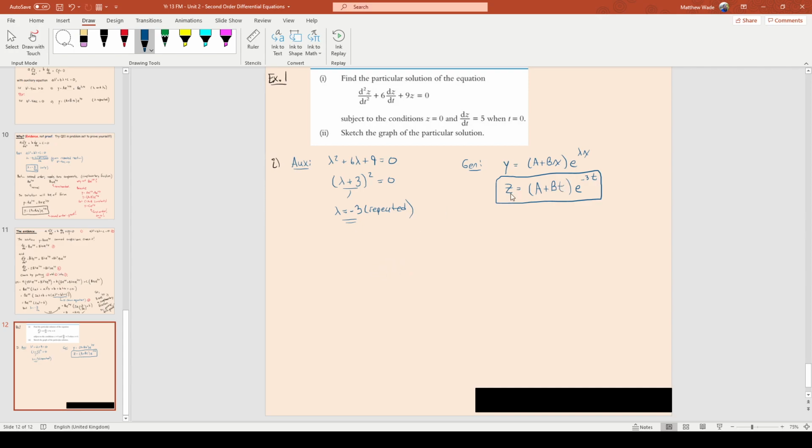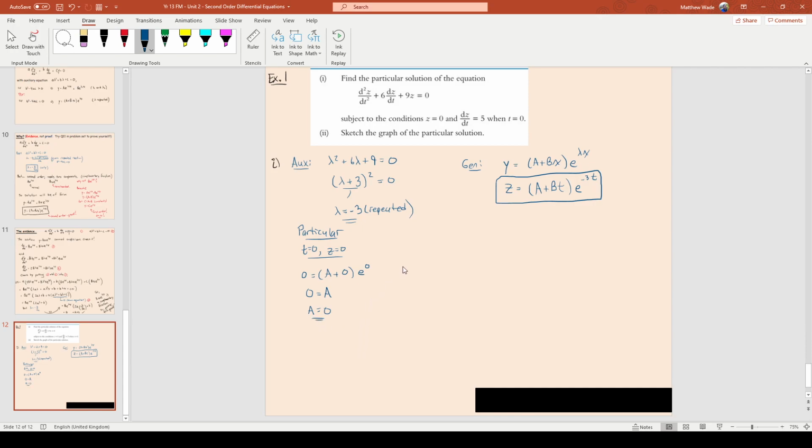So let's go for it. We've got to get what a and b are if we want the particular solution. Let's go with the first condition first. First condition is at t is 0, z was 0. So let's see what we get off that. Into the general solution, 0 equals a plus 0, e to the 0, which means 0 equals a times 1, 0 equals a. That means a is 0.